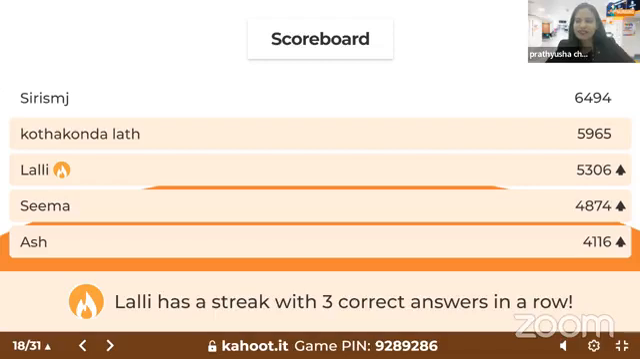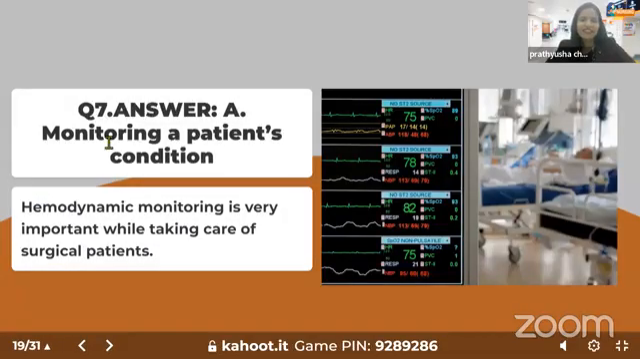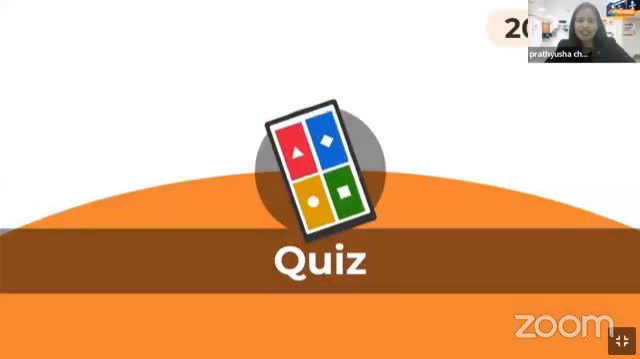Great. So let us go for the rationale here. Answer is A, monitoring a patient's condition. Hemodynamic monitoring is very important and vital while taking care of surgical patients. So that's why the most important priority is always monitoring a patient's condition, hemodynamically stable or not, that we have to observe. So let me go for the next question again.